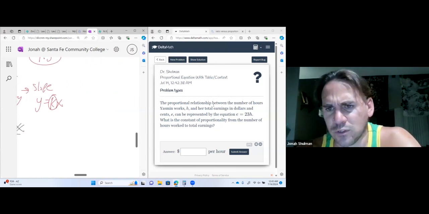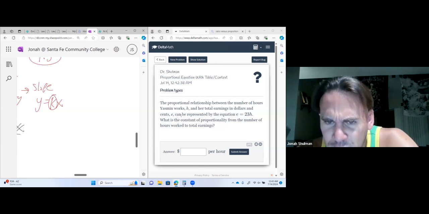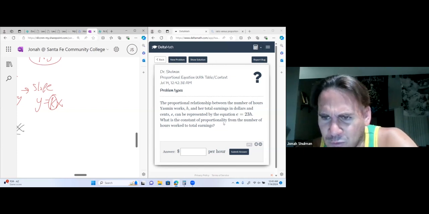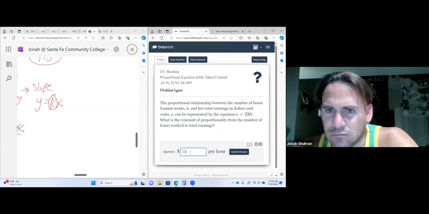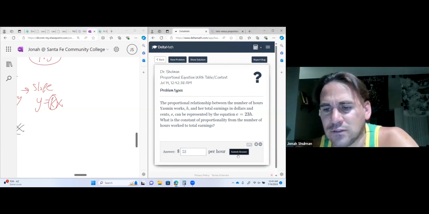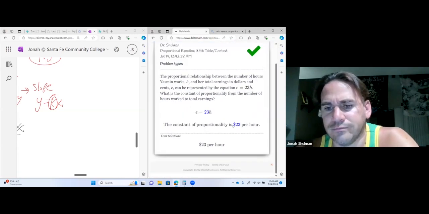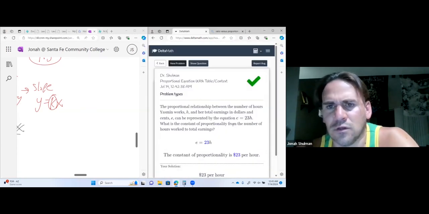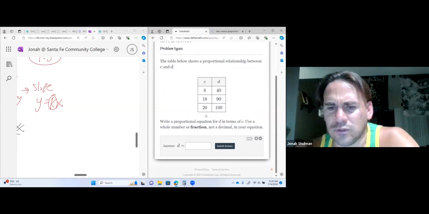So here we go. The proportional relationship between hours worked and total earnings is represented by E equals 23H. What is the constant of proportionality for the numbers? So it's $23 an hour. Nice, because that's the K there. So we're good to go. Nice. We'll do one more of these.